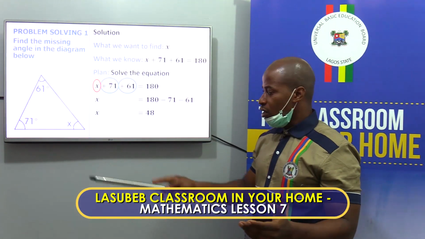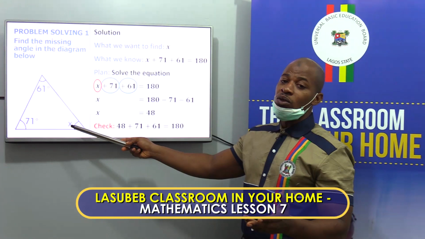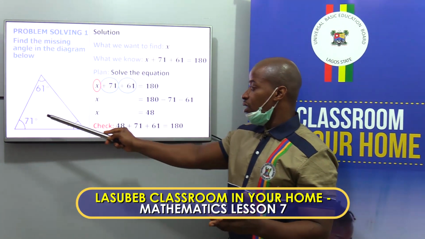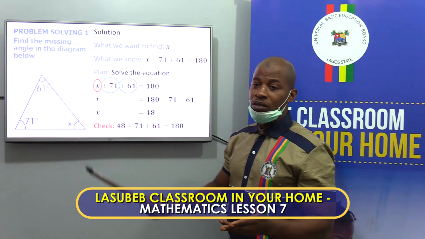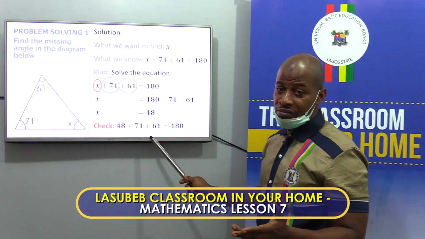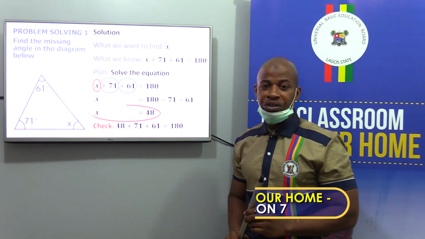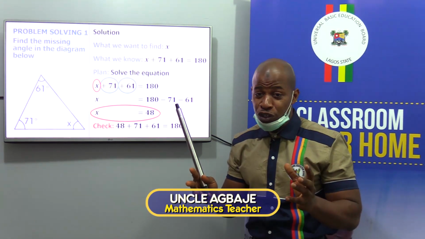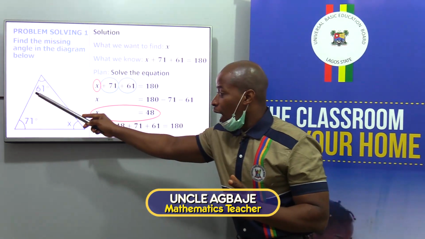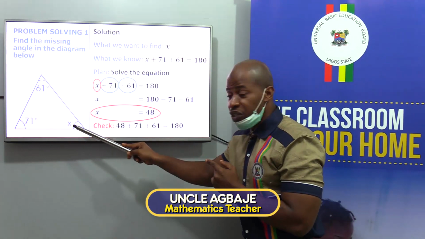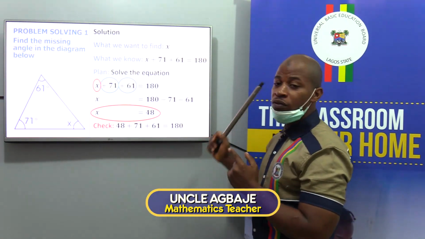Let us check. We are claiming that the third angle is 48. Add 48, the first angle, 71 and 61. You will discover, my friend, that your final answer is 180 degrees. So the whole process is really very simple. Add all the three angles and you will get 180. If there is a missing angle, then solve the equation.